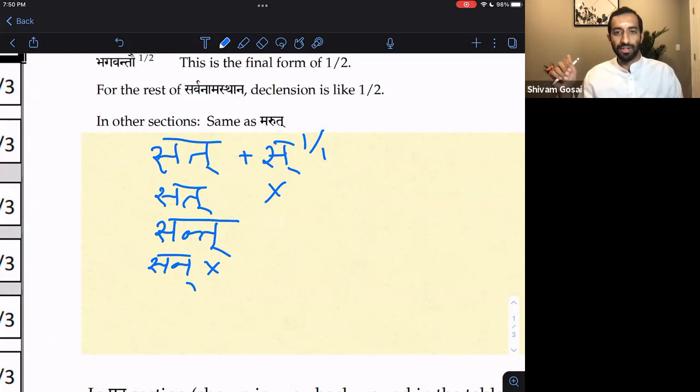That would be Japanese then. No, it's still Sun in Japanese, actually.